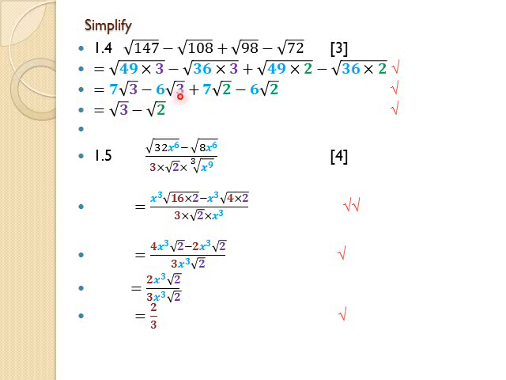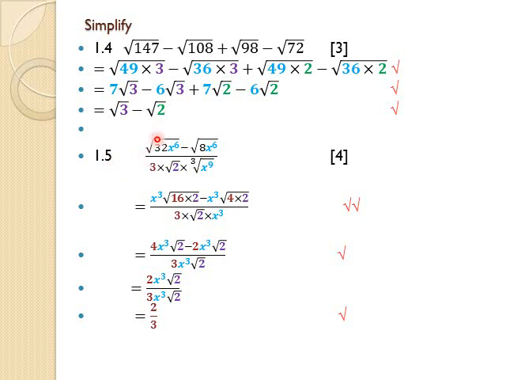So there's 7 minus 6. My square root 3s are like terms. 7 minus 6 gives me 1 square root 3. And there's 7 minus 6 gives me 1 square root 2. So my final answer, square root 3 minus square root 2. So there's my answer.